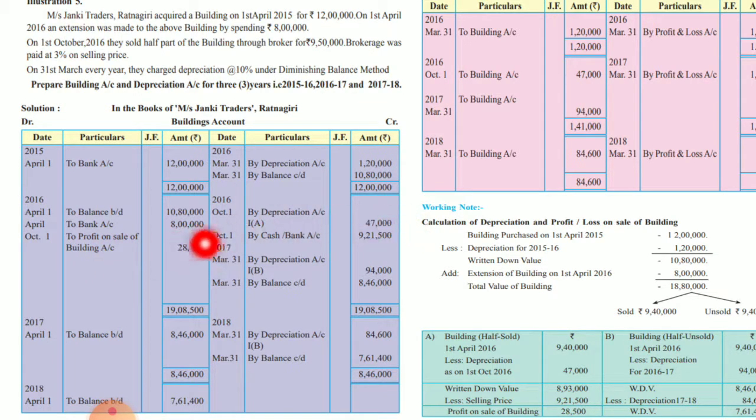ये हो गया हमारा building which was sold. Again the building which is remaining in the business, उसका depreciation that is 31st March 2017, at the year end by depreciation account 94,000. Here the end में जो calculate किया वो. So here the balance on that day is how much? 8,46,000. So here the total on both the side is how much? 19,08,500.